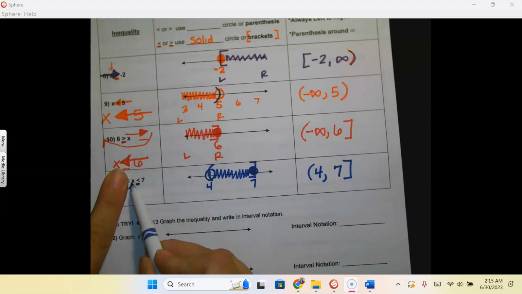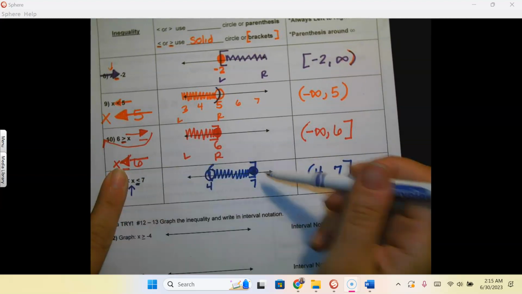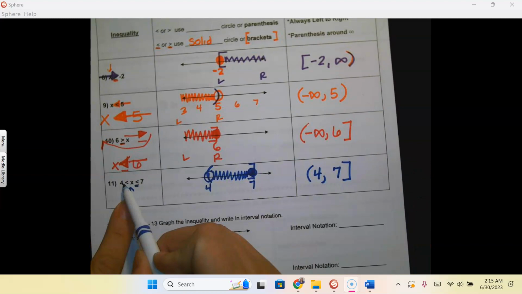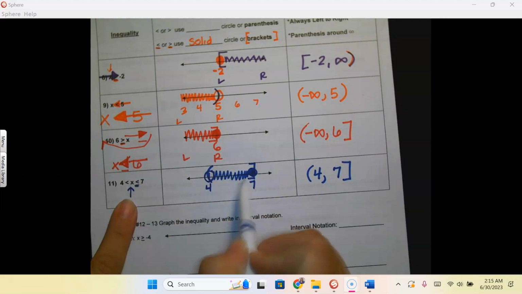So if we look at this, it makes sense. This is saying x, and if we follow the arrow, it's saying go left of 7. And then this is saying go right of 4. So it's just what's in between.